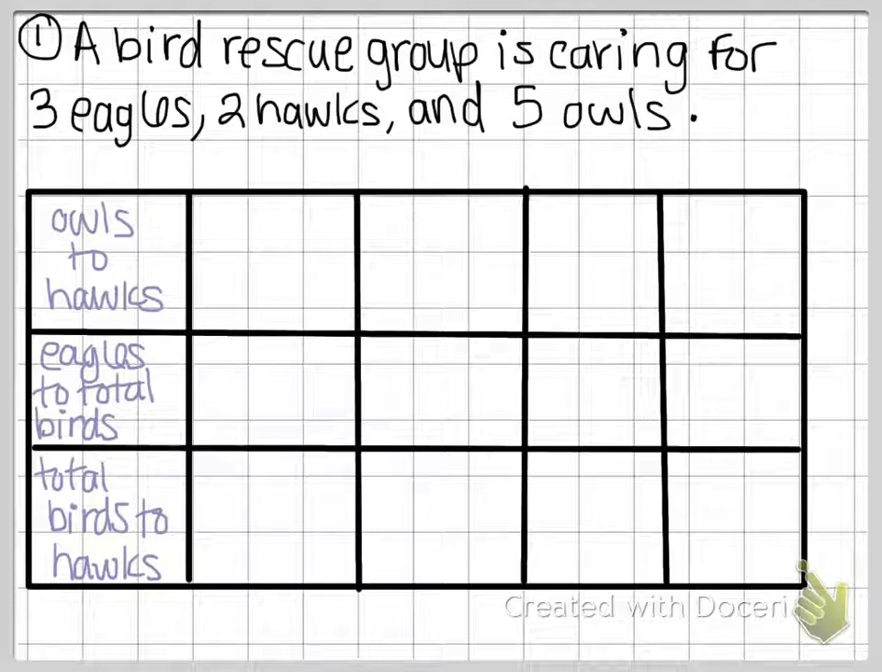The first way would be using our words. We're comparing owls to hawks. So we have 5 to 2. Writing that as a fraction, 5 over 2, and with a colon, 5 to 2. In this ratio, I'm comparing part to part, one part of the rescue center to another part.